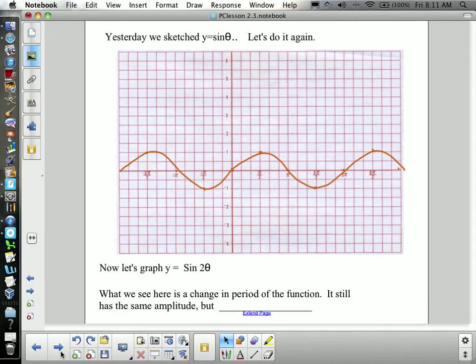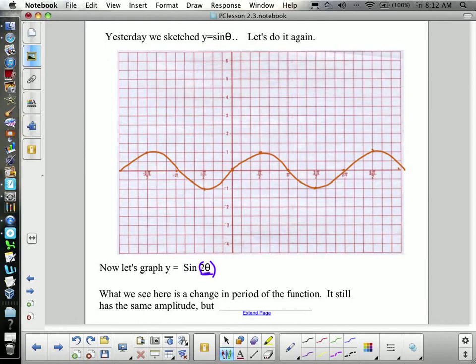The other thing we can change is the frequency of the wave. What if I have a graph of y equals sine 2 theta? So instead of 2 being out front here, now the 2 is multiplying theta. What's that going to do? Well, let me just tell you. Let me show you, and then we'll explain the formula behind it in just a second.